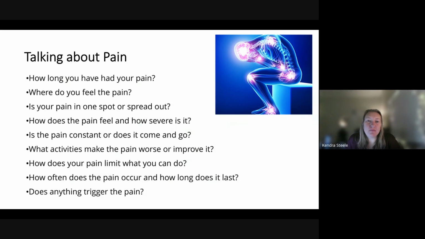What activities make the pain worse or improve it? How does your pain limit what you can do? How often does the pain occur and how long does it last? And does anything trigger the pain? Trigger means start. What starts your pain? When you do what? Okay.